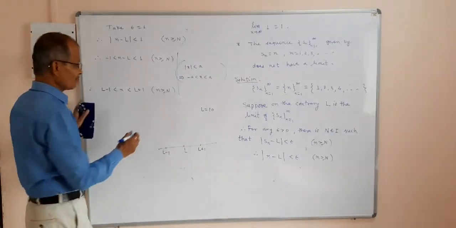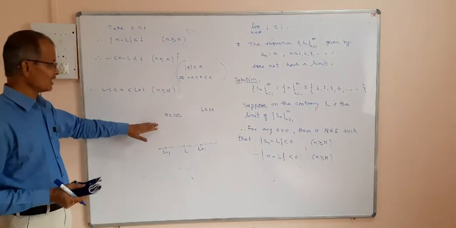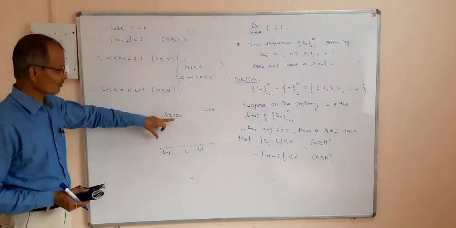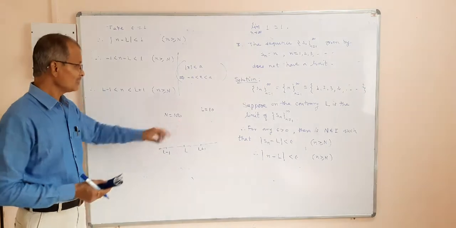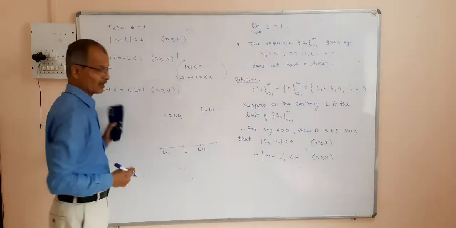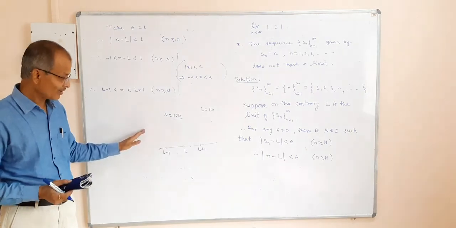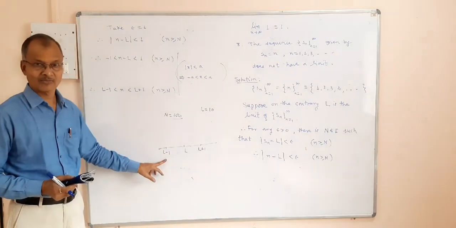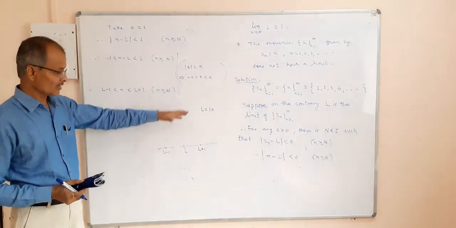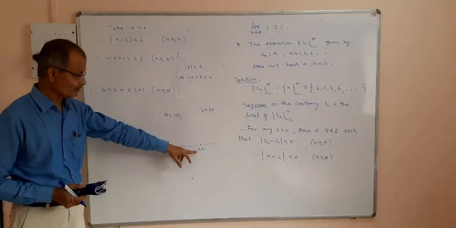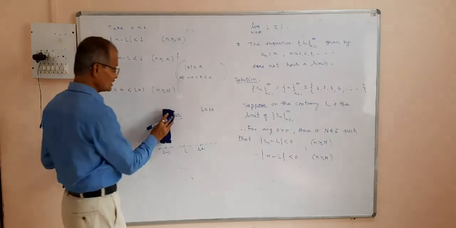Now if capital N is 100, then this will mean that every integer greater than or equal to 100 will lie between L minus 1 and L plus 1. How many integers are there which are greater than or equal to 100? There are infinitely many integers, and they will not lie within this finite length. That means this is a contradiction. So 101, 102 and so on, 1000 etc., they will not lie between these two, whatever L may be, a fixed number, and therefore this is a contradiction.